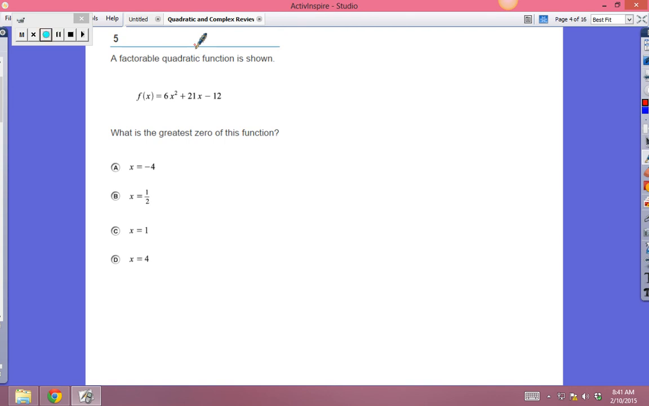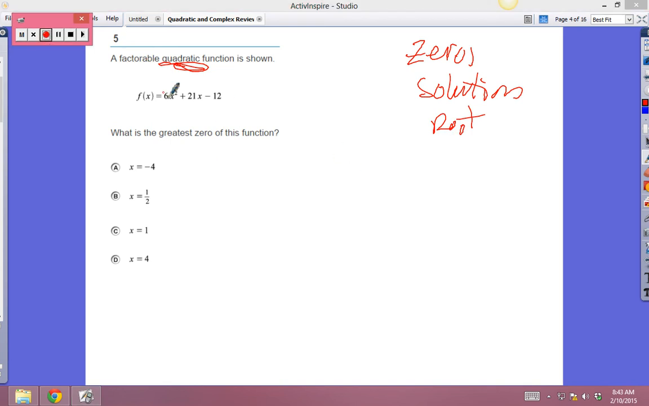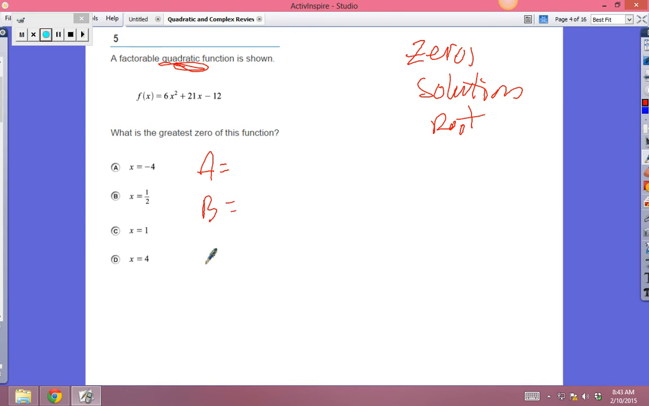Okay, number 5, they give you a quadratic, and they want you to find some zeros or solutions or roots. They're all the same thing. In the quadratic formula, if you recognize it's quadratic, you can use the quadratic formula to find the zeros. You have to identify A, B, and C. And right now they're easy to find because they're all grouped together.